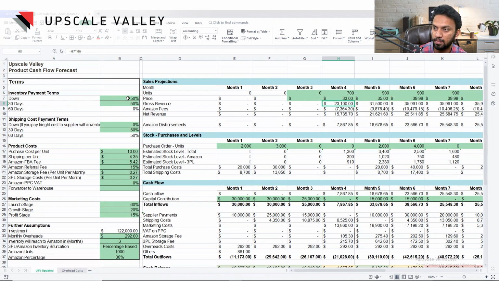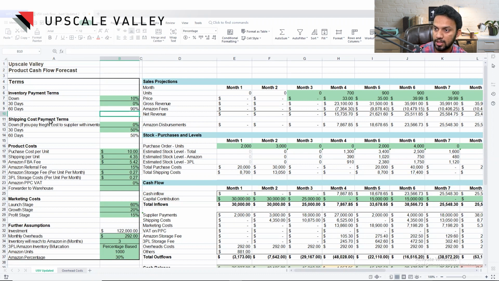Sometimes people set up different terms. Let's say you have decided that your advance payment is going to be 10%, and then when your inventory reaches USA customs, or maybe UK customs, whatever country you are going to launch your product in, 90% of the payment will be sent at that time. We can set these details like this, and it will auto modify the numbers in the cash flow sheet.